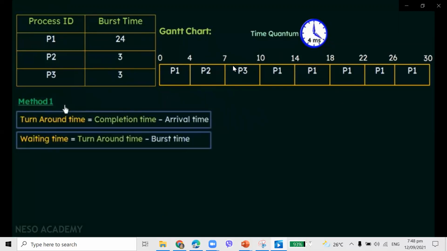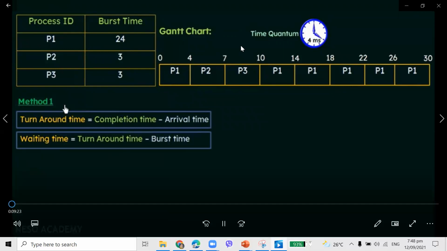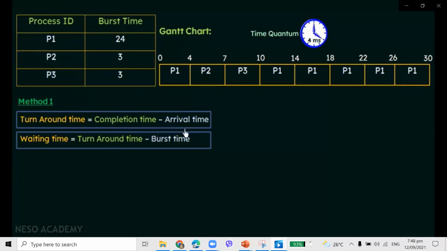So the first method is using the formula that we have used for the other scheduling algorithms. That is, turnaround time is equal to the completion time minus the arrival time. And then the waiting time will be the turnaround time minus the burst time. So from the completion time, that means when the process completely finishes execution, if we subtract the arrival time, we'll get the turnaround time. And from the turnaround time that we just calculated, if we subtract the burst time, then we will get the waiting time. So this method will be useful when you have to calculate both turnaround times and waiting times for a set of processes.